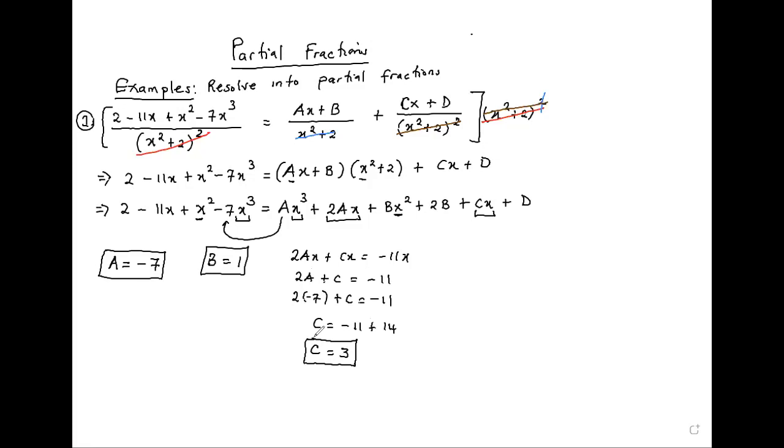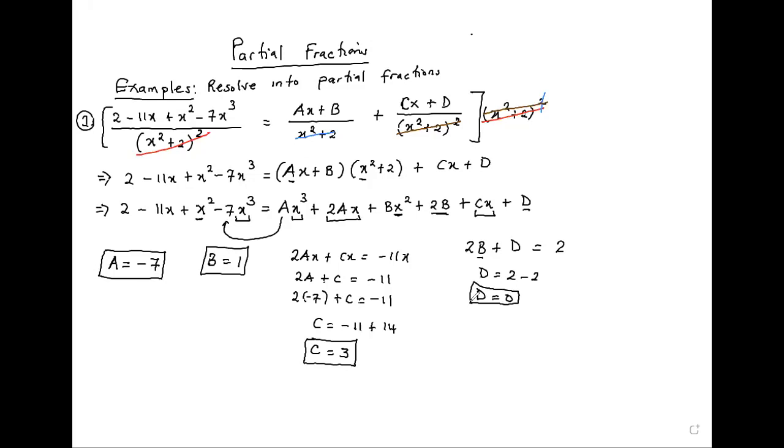What next? The constants: 2b plus d should be equal to 2. What is b? b is 1. So we have 2 minus 2. So d is 0. Like that.